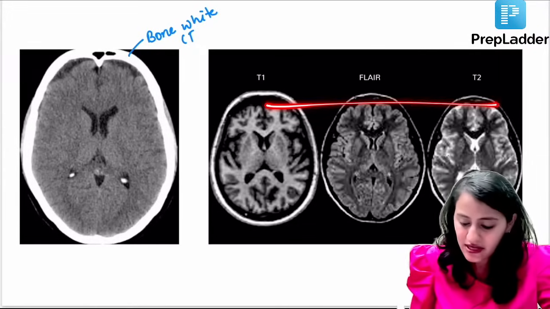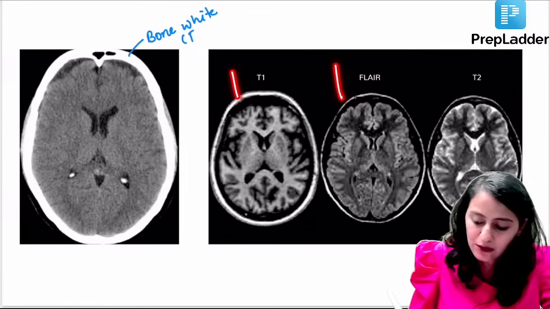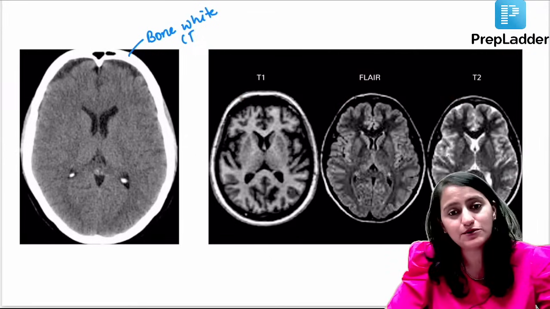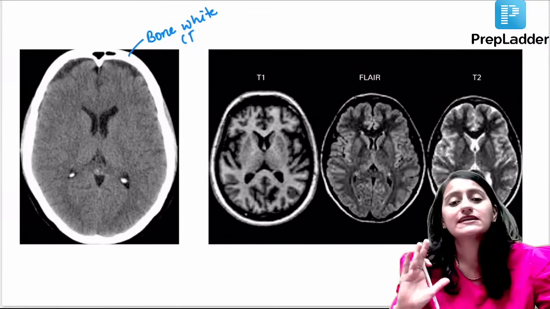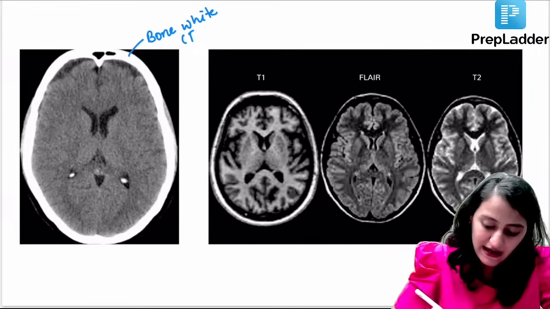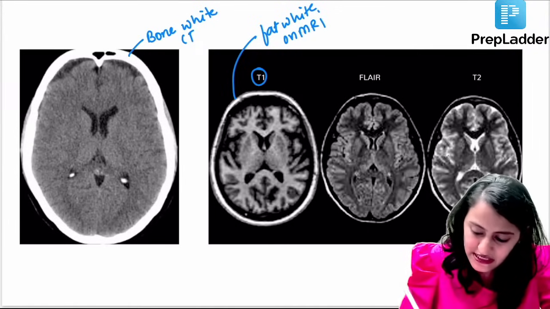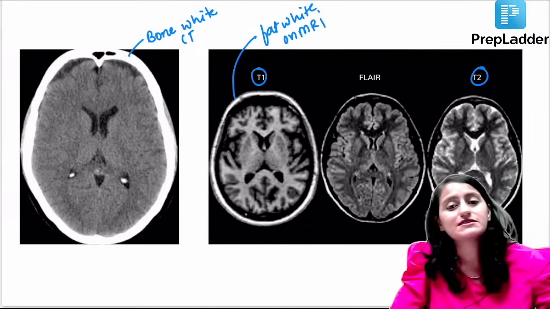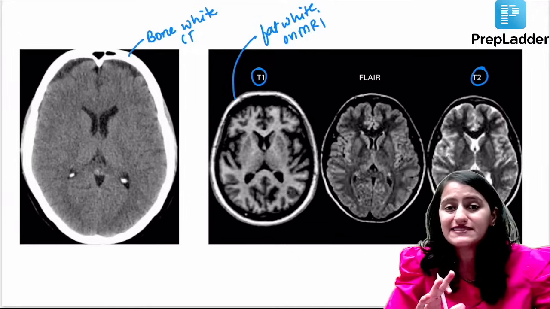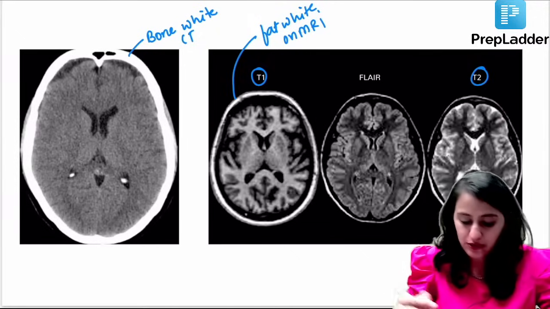Look at these three images here. Please do not look at the outermost lining where you are seeing the white outline. That's not the bone. That is the scalp fat, which is appearing white. So fat is white on MRI. You can see it is white on T1, white on T2 as well, and white on FLAIR as well. So fat is white on both T1 and T2 MRI.